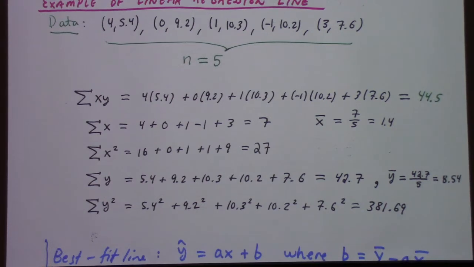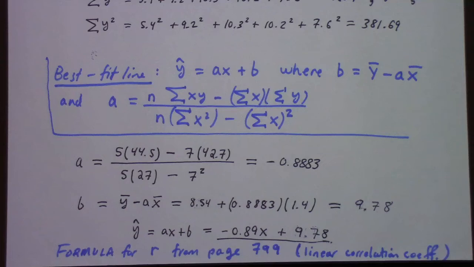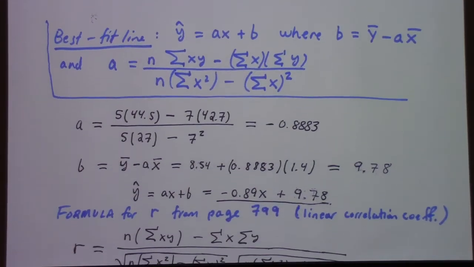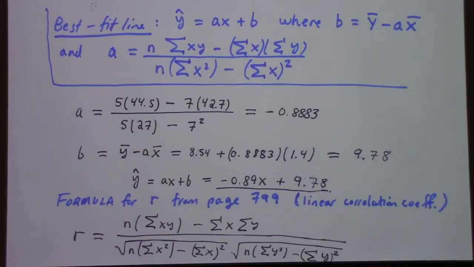So what I did was I calculated the sum of xy, the sum of x, the sum of x squared, the sum of y, and the sum of y squared. And then I have to calculate the average of x and the average of y, all right? Once you have all of these things calculated, then you can use the formulas for the best fit line and also for the regression coefficient. So the first thing to do is to calculate all those quantities. Once you do that, then you go down here and you plug them in.